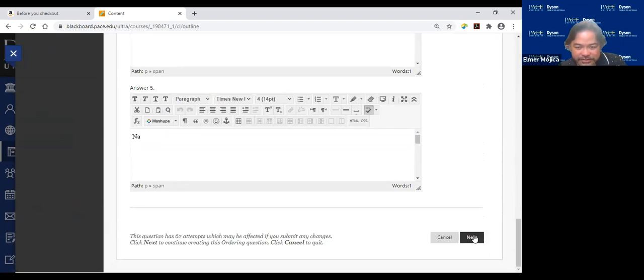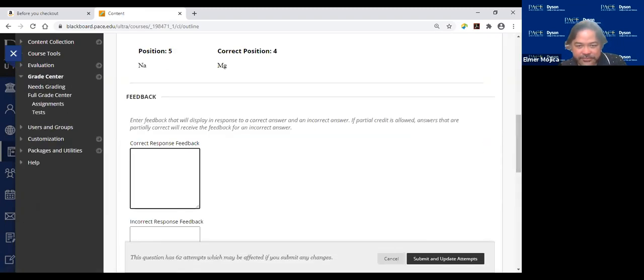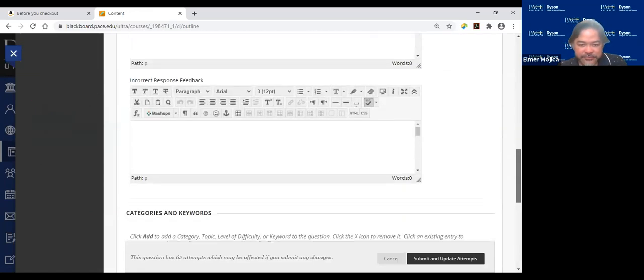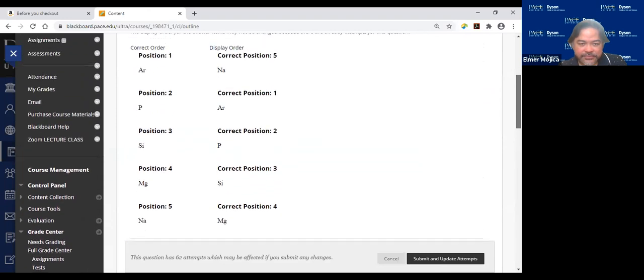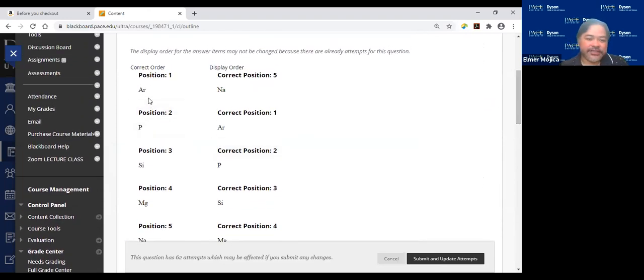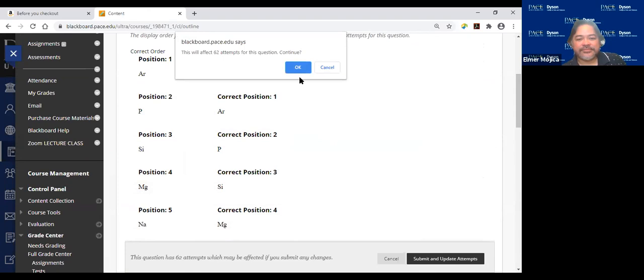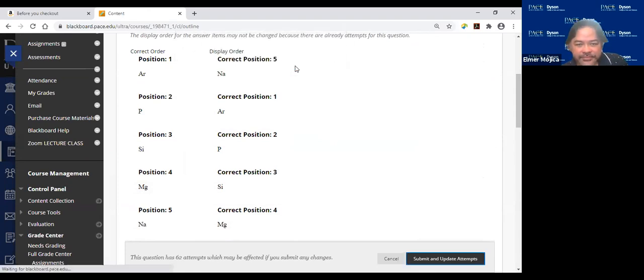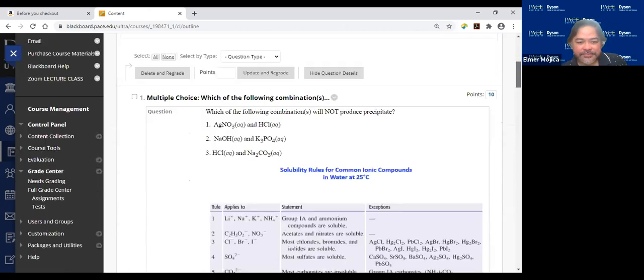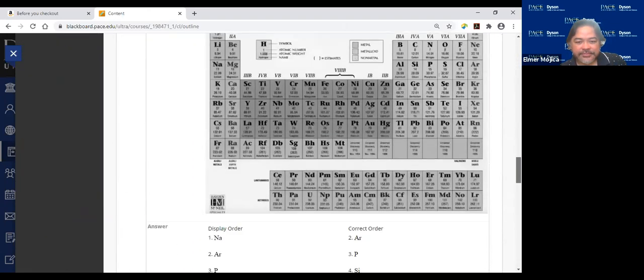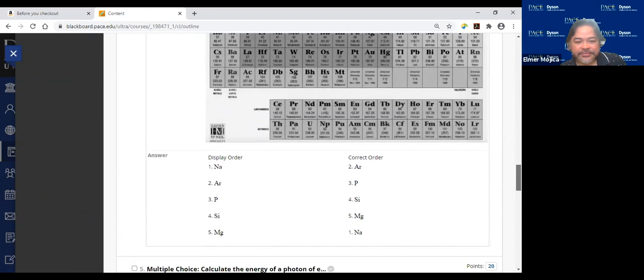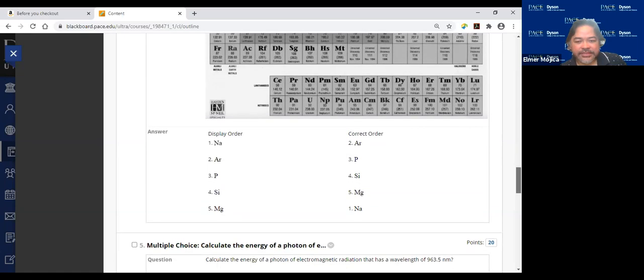Anyway, I tried to look at it. Yeah, correct order: argon, phosphorus, silicon, magnesium, and sodium. This is the display order that you have. Okay. I'm going to look at it.